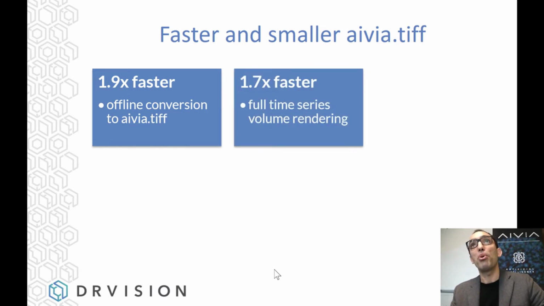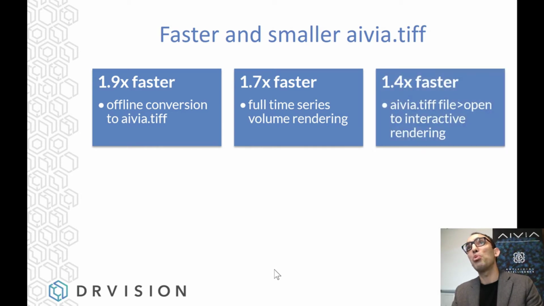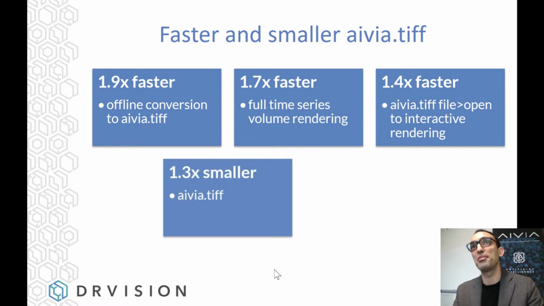It's also 1.7 times faster to do the full-time series volume rendering. We've improved the caching. That's why that is faster. And it's 1.4 times faster to do the first interactive rendering, from file open to seeing something. But anyway, it was already nearly instantaneous. It was 3 or 4 seconds, sometimes 5 seconds. Now, on average, it's never more than 5, and it's typically 1 or 2 seconds to load the data set.